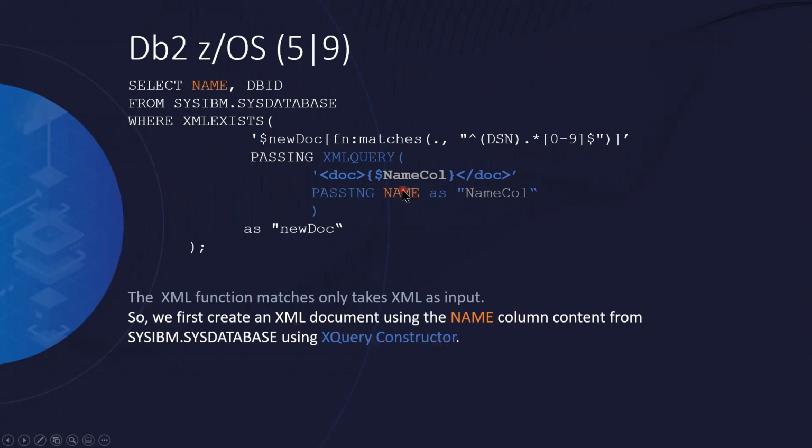So, this is the name of the column from the sys database. I'm passing name as name col, this is the variable name that I'm attaching to the column name. So name col is referred to here. And in this line here, I'm creating an XML document.